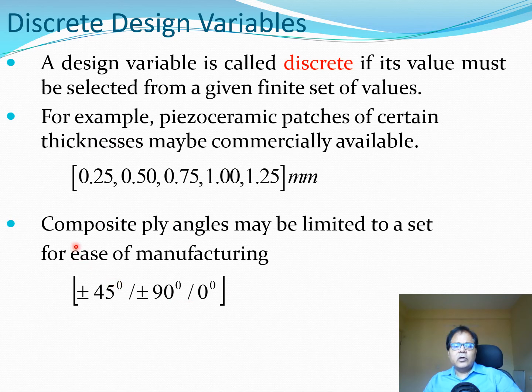Similarly, if you are designing composite structures, you have certain design variables called ply layups. And again, for ease of manufacturing, it may be prescribed that these can be plus minus 45 degrees, plus minus 90 degrees, and 0. So this again is a very restrictive set, and you do not want the optimization method to give you various numbers in terms of continuous design variables here, because if you take those values to a manufacturing person, that person may say that I cannot really manufacture those kind of laminates.